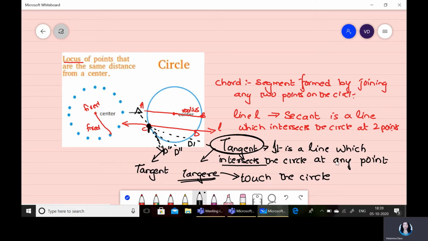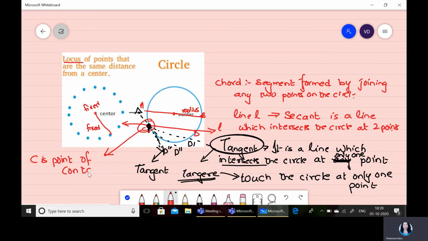At any point, no, sorry. It is only at only one point. I'm so sorry, I said one point, but I wrote at any point. So it is a line which intersects the circle at only one point, or which touches the circle at only one point. Now here, this particular C has a very special name. This point C is the only one connection. So this point C is called the point of contact.